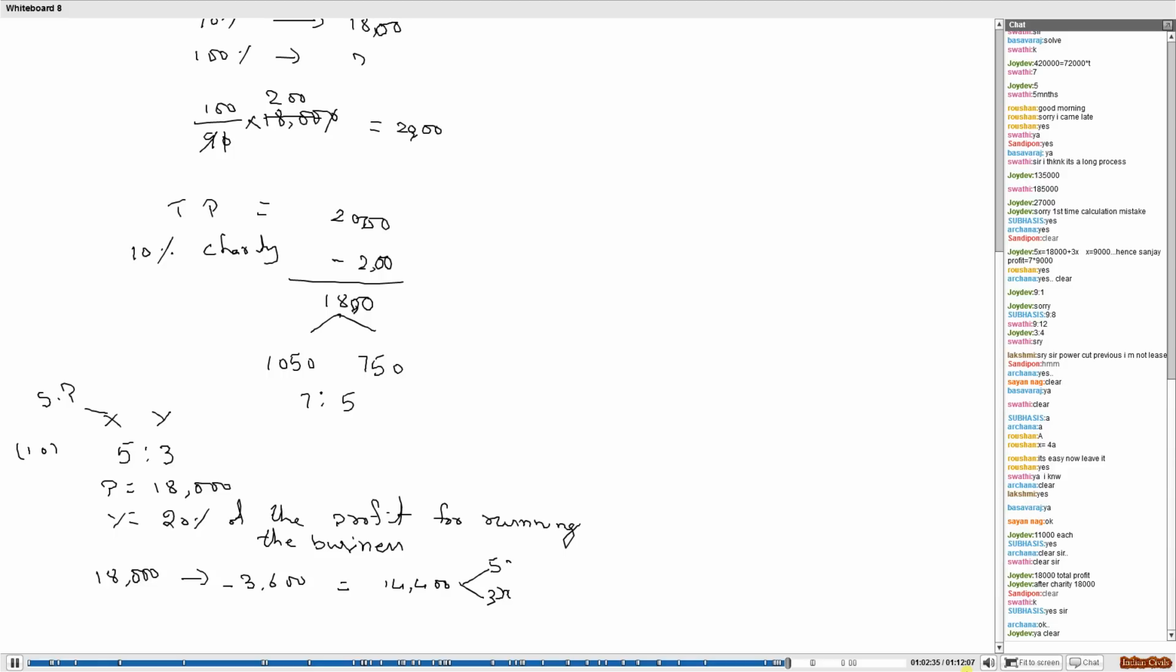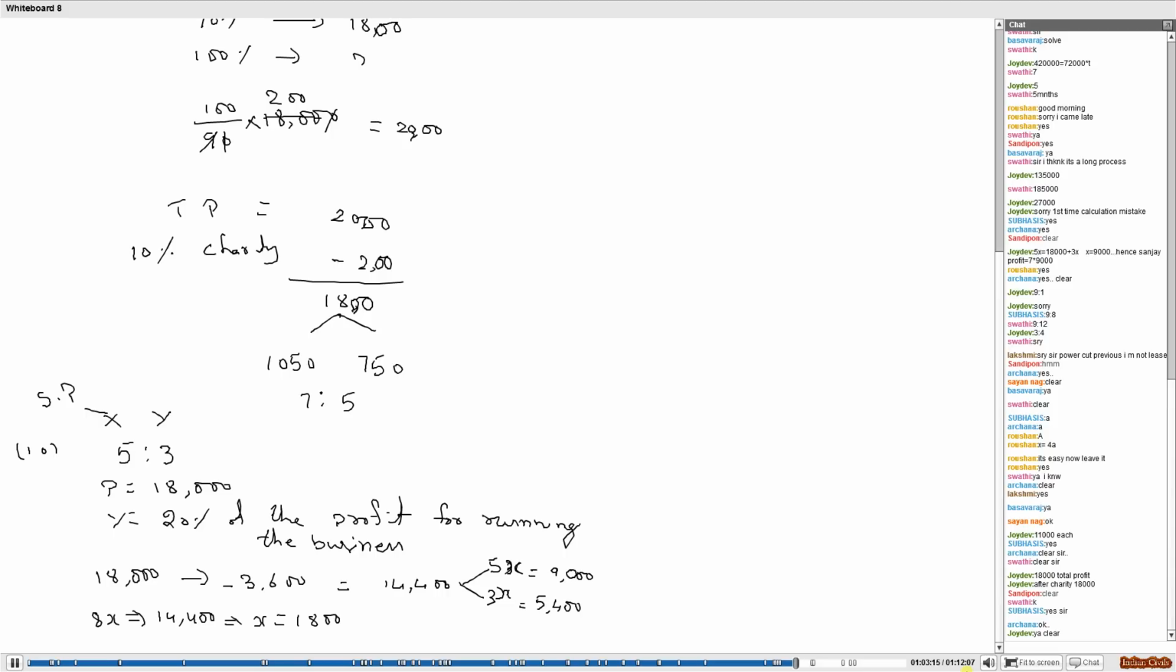Let us take 5x and 3x. 8x you will get. How much? 8x is equal to 14,400. You get x is equal to 1,800. So X will get 9,000 and Y will get 5,400.